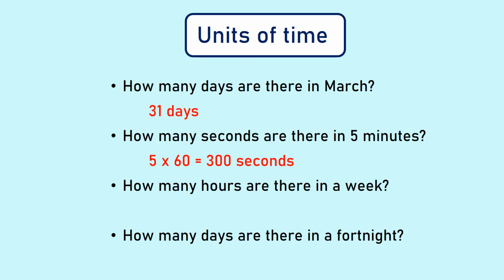How many hours are there in a week? So we know there's 7 days and each day's got 24 hours. So 7 times 24 is 168 hours. And how many days are there in a fortnight? 14 days. It's 2 weeks.